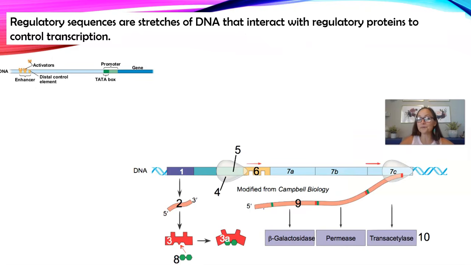Okay. Regulatory sequences are stretches of DNA that interact with regulatory proteins to control transcription. We have regulatory sequences in both prokaryotes and eukaryotes. When we talk about eukaryotes, we have that enhancer region that helps turn on gene expression. And in prokaryotes, in bacteria, with their operons, in their regulatory sequence they have a step number 1 that codes for repressor proteins that can attach to operators or not.